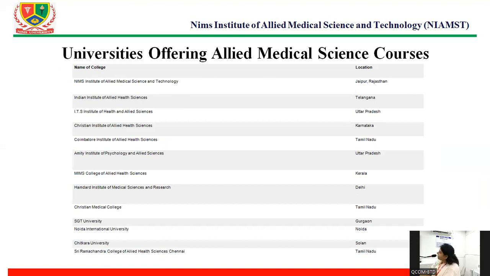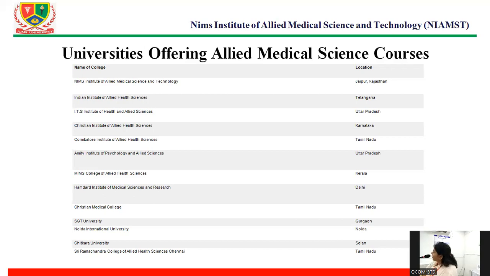Next, if you see the universities which are offering these courses, like the names of the colleges and institutes, first of all, I'm sure about the Institute of Health Sciences, then the Institute of Health Sciences in Telangana.